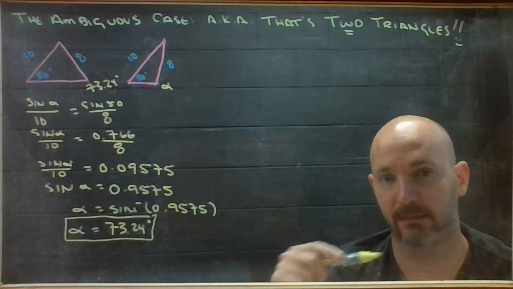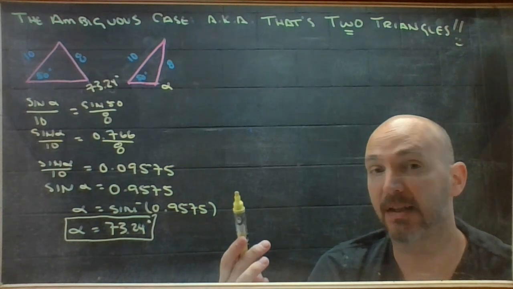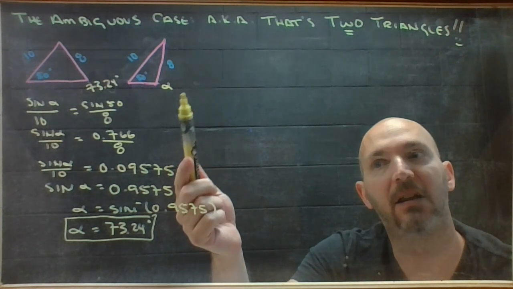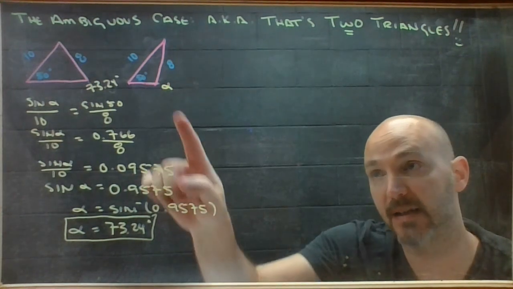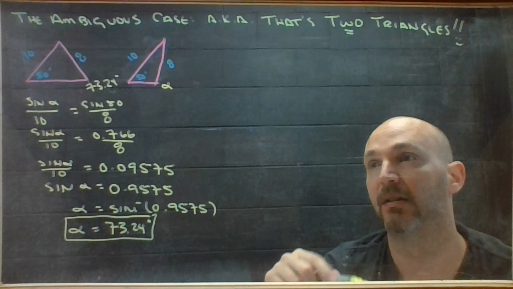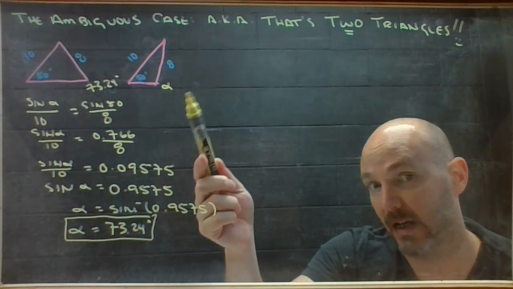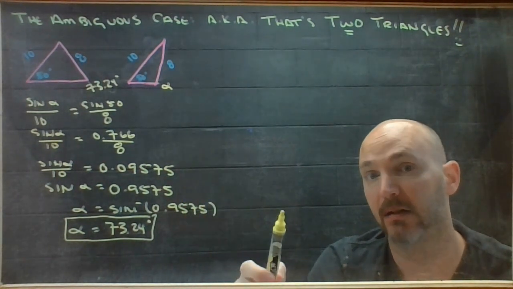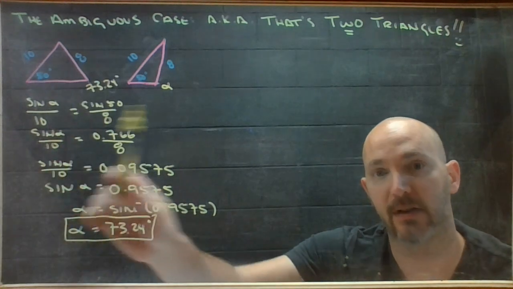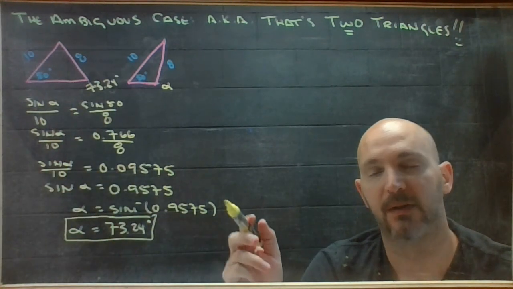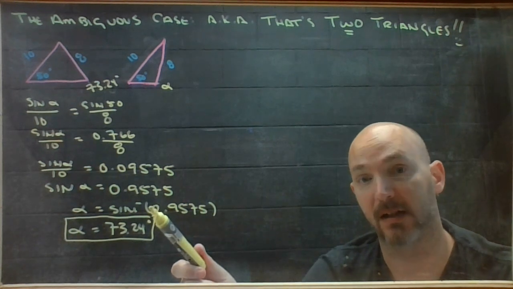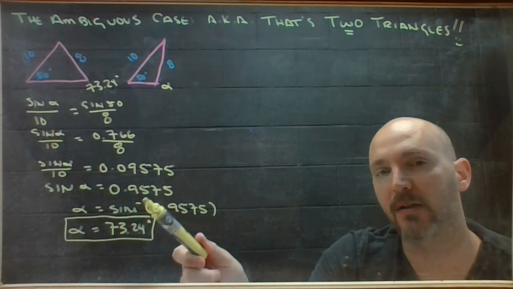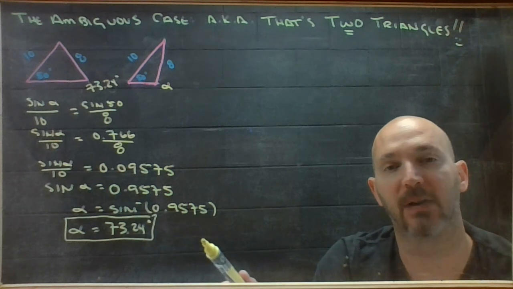What about that one? It must be solvable. And it's clear that that angle is not 73.24. This is bigger than 90 degrees. So I need an obtuse angle to put in there. But this is all my calculator spat out. So you're going to have to remember that thing about arc sine, where when you call arc sine, it ends up generating two solutions.